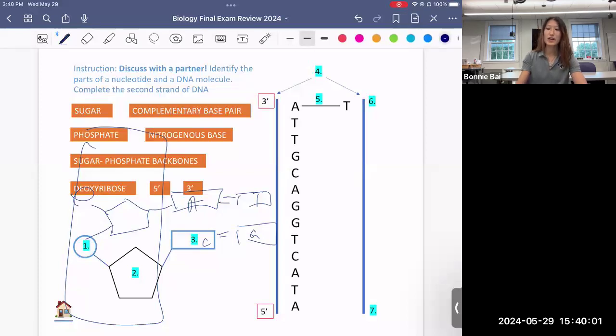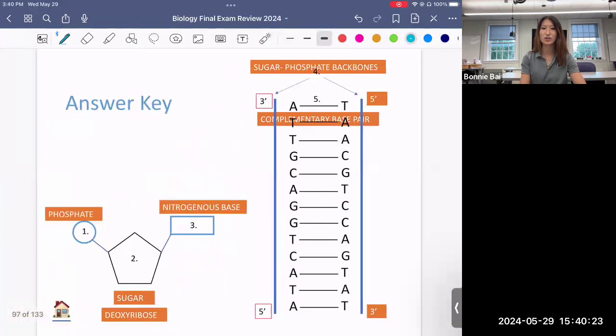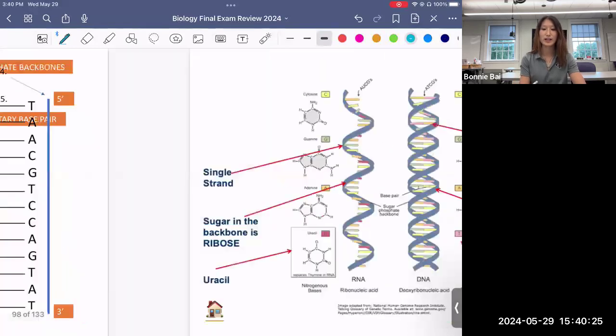All right, moving on. We have number 5. Once again, that's our complementary base pair. Then we have number 6, which is the 5' end, and number 7, which is the 3' end, because DNA is anti-parallel, it runs in 2 different directions. So that's the labeling, as you can see over here is the answer key. You're welcome to pause and take another look at it.